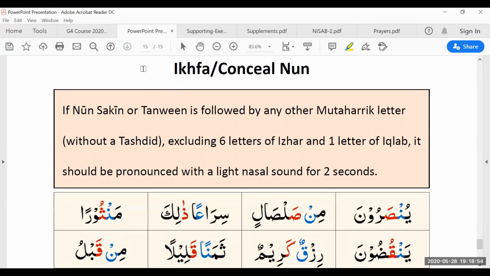So lastly, we did ikhfa of noon sakin or tanween. So for this rule, if noon sakin or tanween is followed by any other mutaharrik letter without a tashdeed sign, excluding the 6 letters of izhar and 1 letter of iqlab, it should be pronounced with a light nasal sound for 2 seconds. So in this case, we are going to conceal the sound of noon with a slight nasal sound. So, ينصرون.